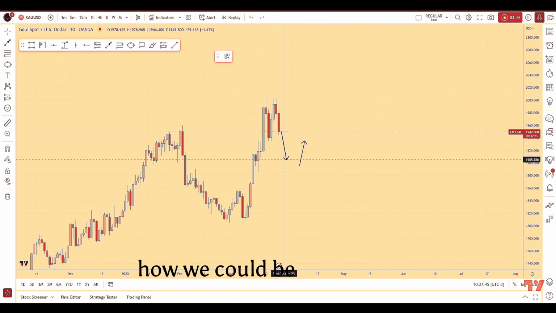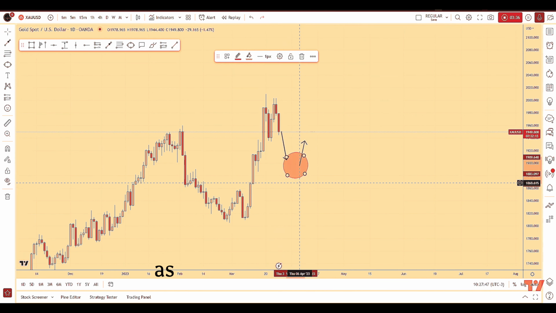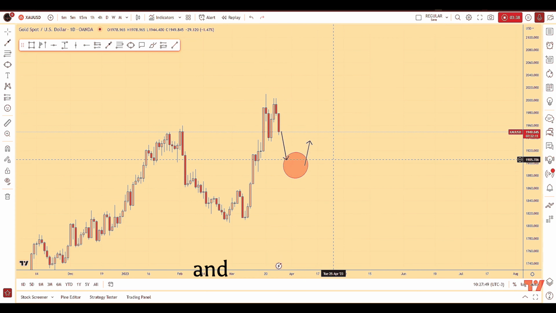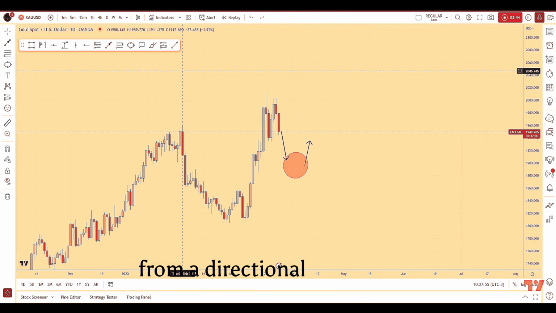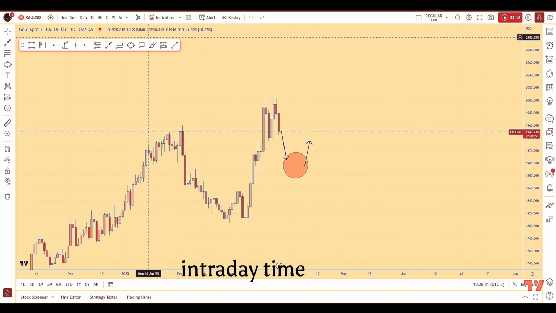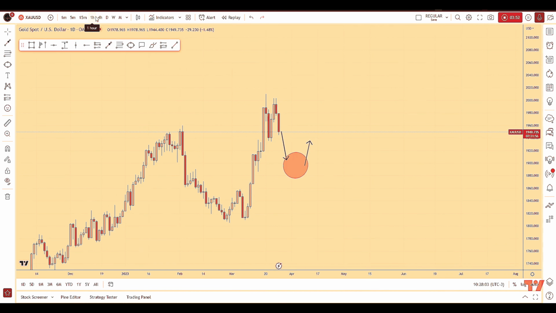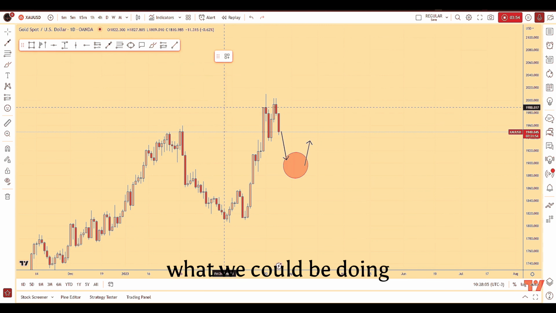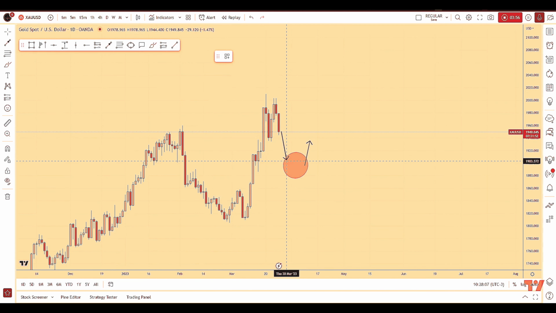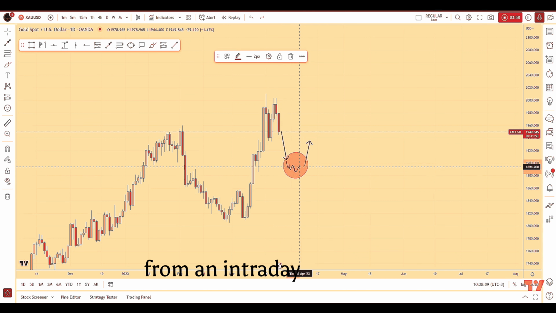So how could we be approaching this move? Now, as usual, trading is reactive and not predictive. The monthly, weekly, and daily, those are the best time frames from a directional perspective. However, when it comes to confirmations and entries, the best time frames are the intraday time frames, so 4-hour and lower.